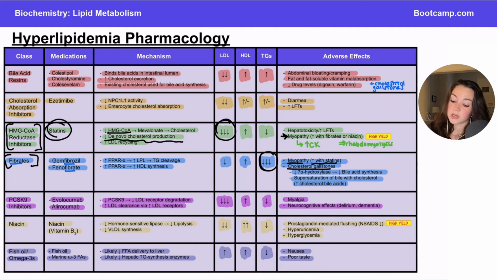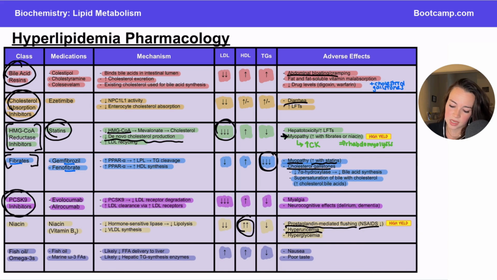And then our best option for increasing HDL was that niacin. And remember, those had some unique side effects that they liked to test, like the prostaglandin-mediated facial flushing that was made better with NSAIDs, as well as the hyperuricemia. Then we had a couple other classes like these bile acid resins and these cholesterol absorption inhibitors that worked in the gut. We had our fancy new PCSK9 inhibitors, more expensive and not as commonly used as statins. Then we had our over-the-counter omega-3 fish oil. They were a good supplemental tool for some of these other prescription agents.